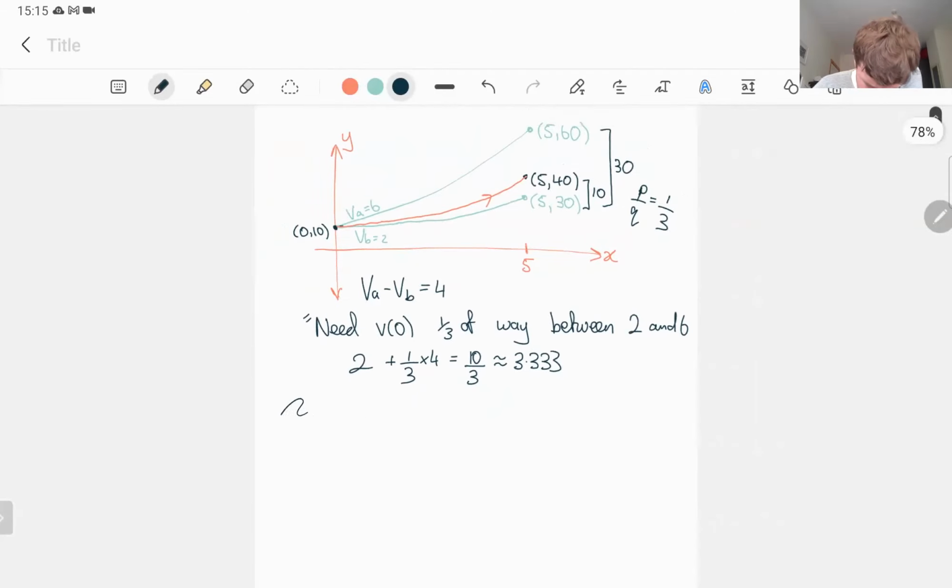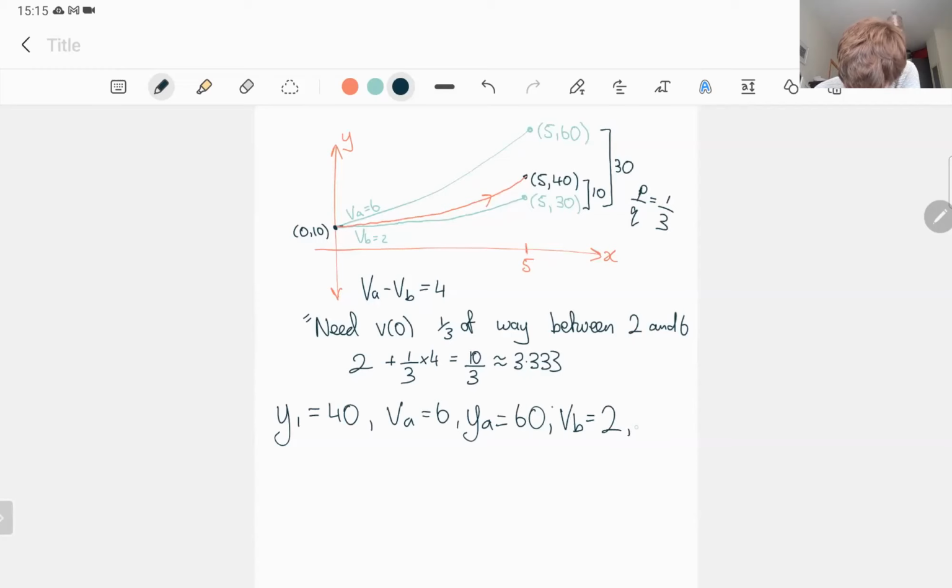So we have the thing we're trying to hit, Y1 is equal to 40. VA is equal to 6. And where it ends up hitting is YA. So the VA equal to 6, so the initial slope of 6 ended up hitting at 60. And the initial slope of 2 ended up hitting at 30. So there's two formulas. One I wrote on one page, one then, which is formula 1.51. I just want to make sure we get the same thing, that we get the 10 over 3.